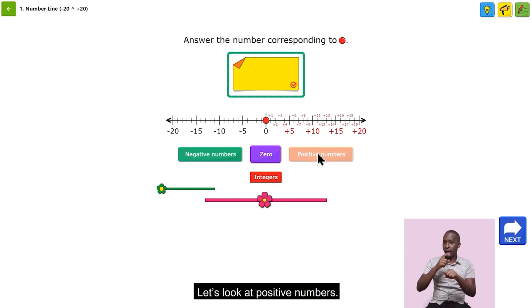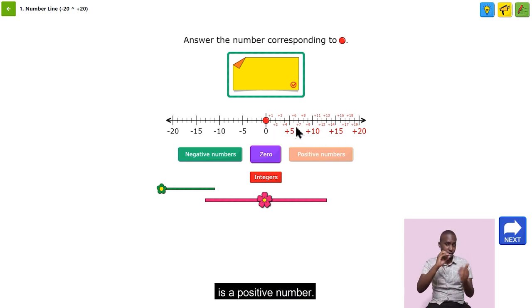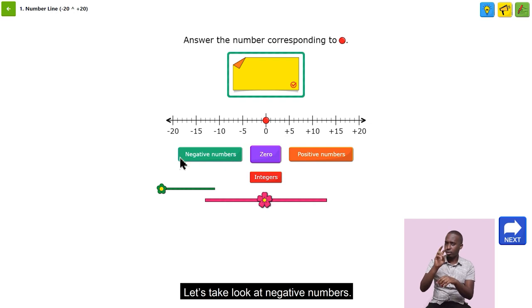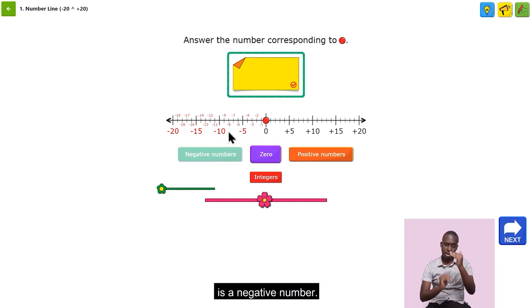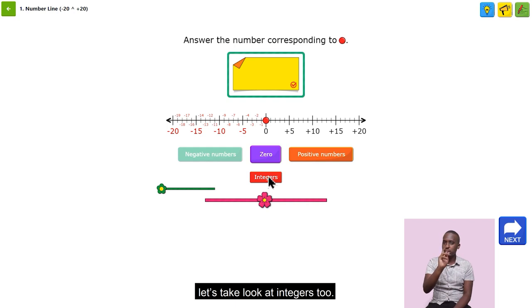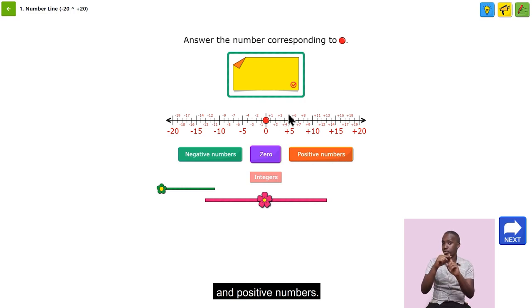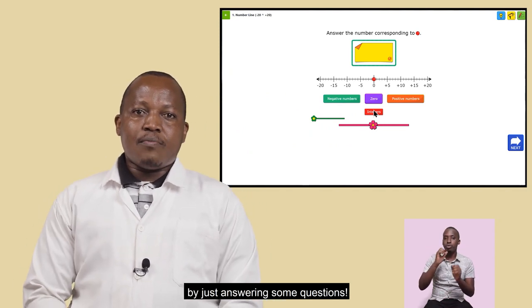Let's take a look at positive numbers. A number greater than zero is a positive number. Let's take a look at negative numbers. A number less than zero is a negative number. Let's take a look at integers too. Negative numbers, zero, and positive numbers are all integers. So, let's sum up our review by just answering some questions.